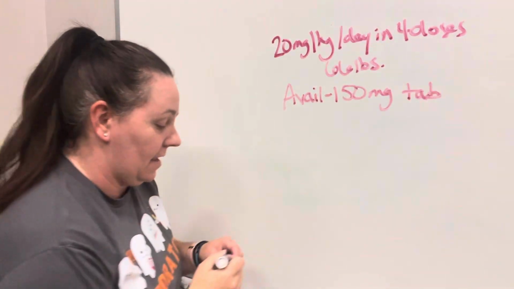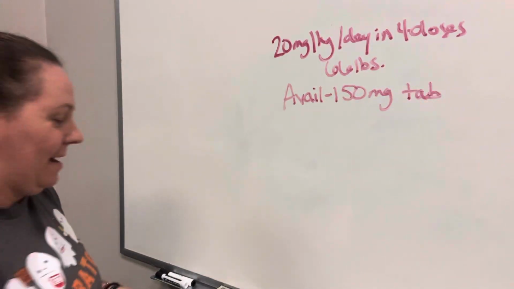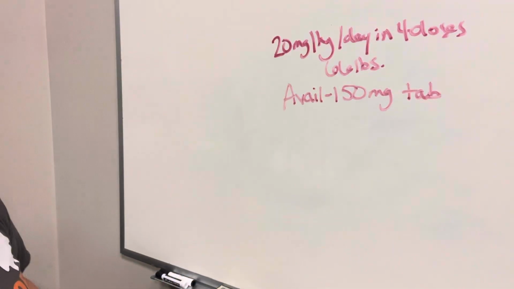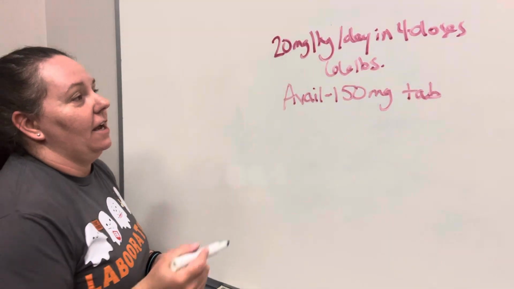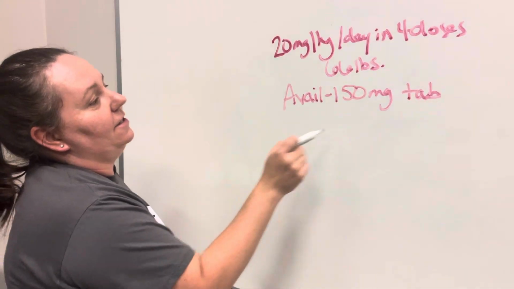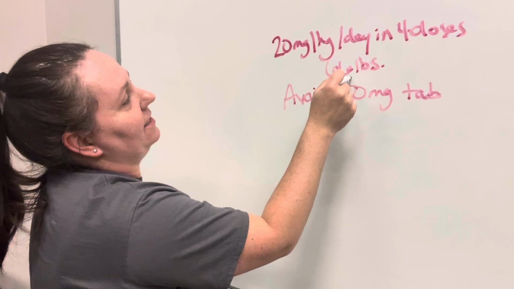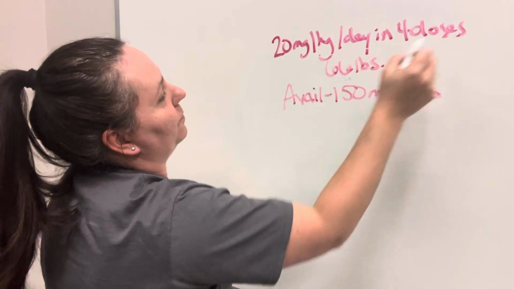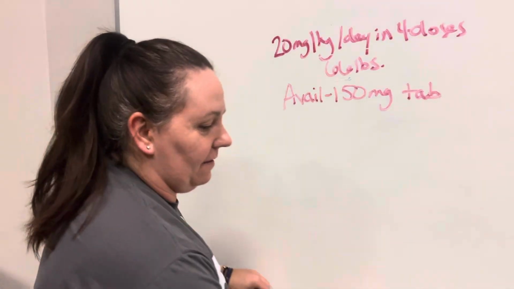So, now that's a lot to put in there, right? We can't eyeball that for sure. My brain cannot. So, we're going to start. What is our desired unit? We need to know how many tablets to administer to the 66-pound patient that will equal 20 milligrams per kilogram per day in 4 doses, right? That's a lot of information.